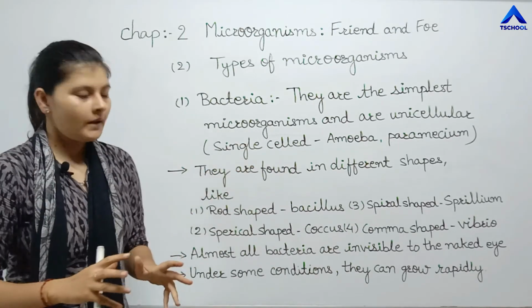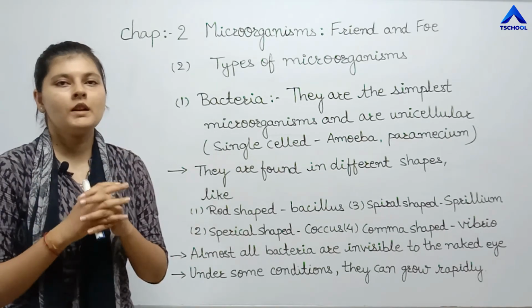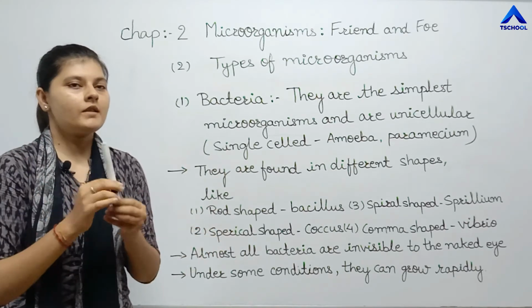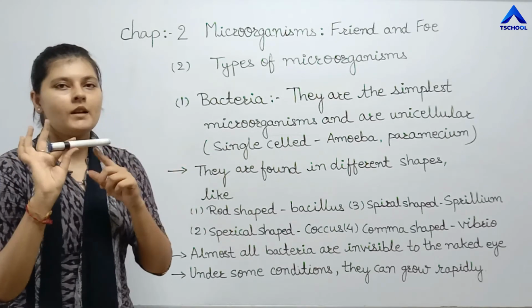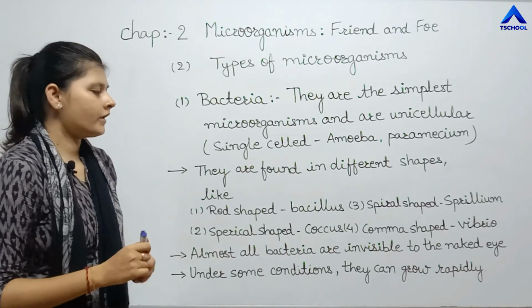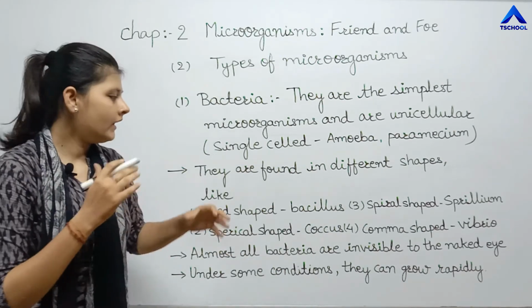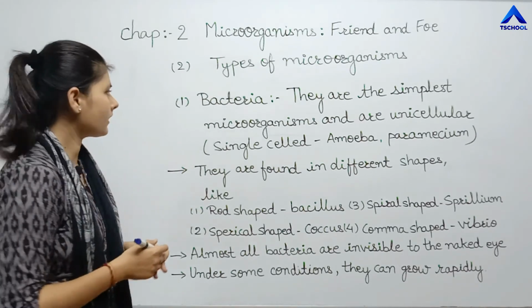Almost all bacteria are invisible to the naked eye. मतलब कि आप अपने naked eye, खुली आँखों से बैक्टीरिया को कभी नहीं देख सकते हो, right. Even if I am discussing this on this pen, there are bacteria present on this pen, right. Under some conditions they can grow rapidly. मतलब कि अगर उनको favorable conditions मिल जाती है, then they can grow very fast. मतलब ये बहुत जल्दी से grow कर सकते हैं, right.